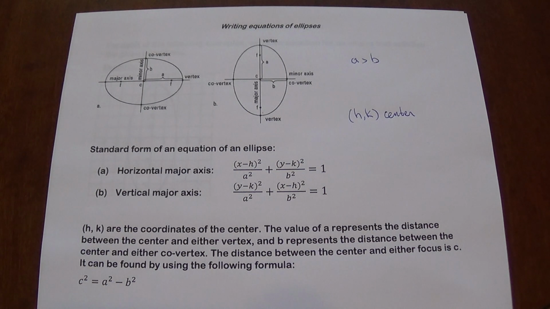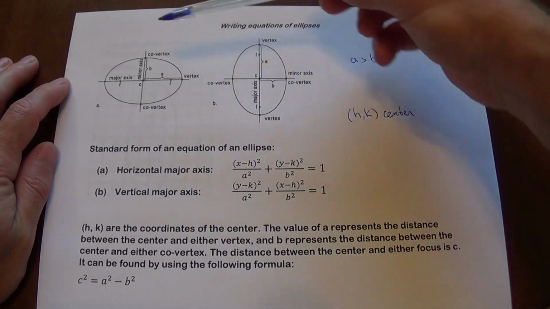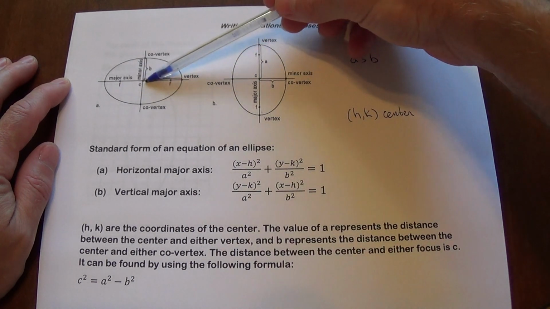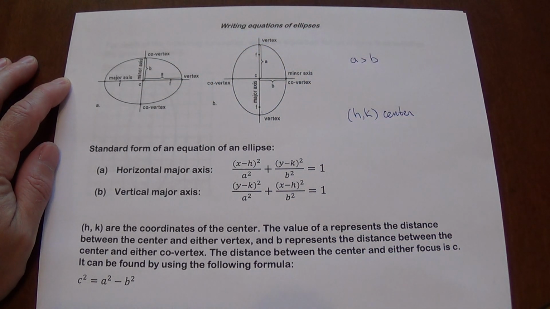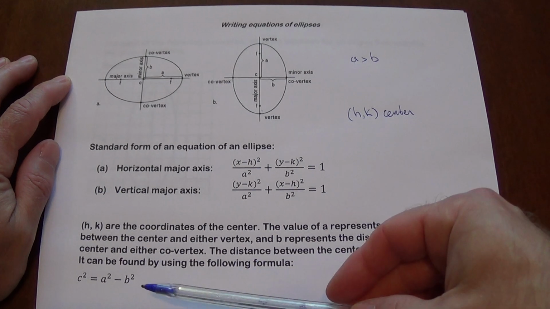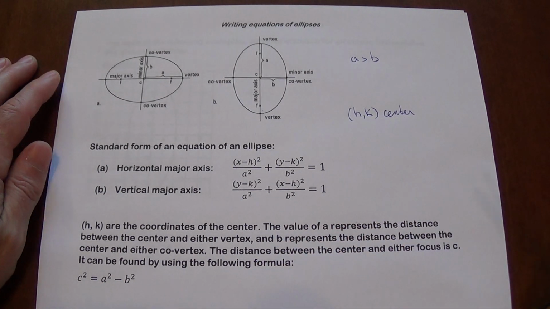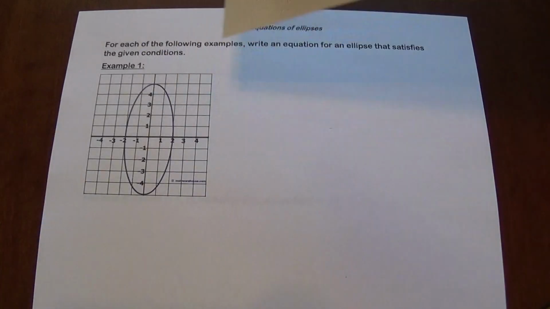As I already mentioned, A is the distance between the center and either vertex, and B represents the distance between the center and either co-vertex. There's also something called a focus here, which is a point there and there. It's inside, and that distance is represented by C, and C is related to A and B by this formula.